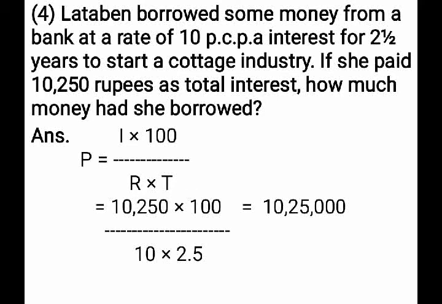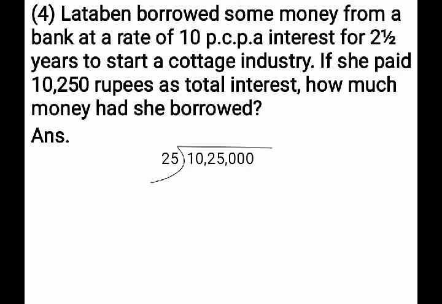Now you have to multiply the denominator. 2.5 into 10 becomes 25. If you have one digit after the decimal point, and you multiply by 10, you have to remove the decimal point. Now you have to divide 10,25,000 by 25.